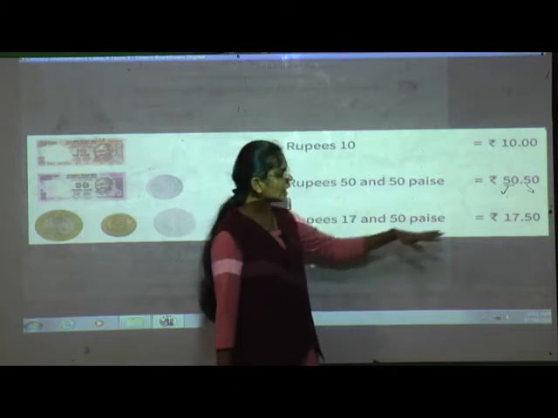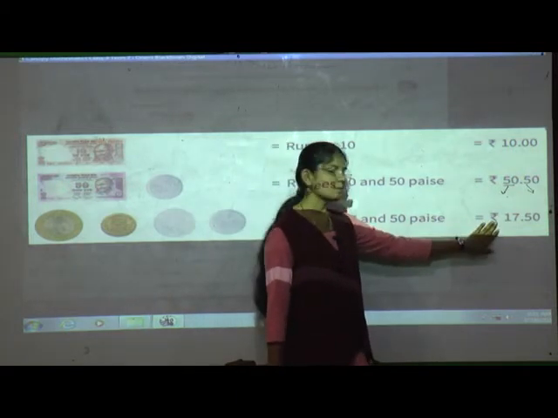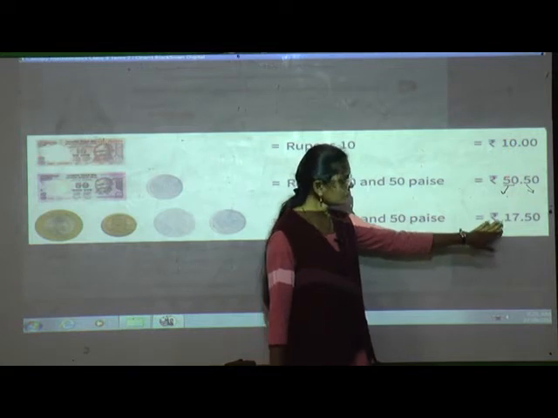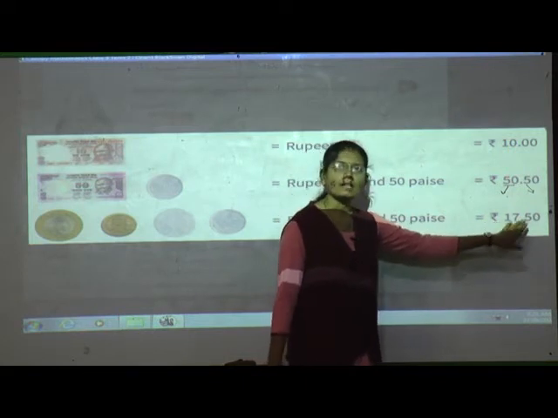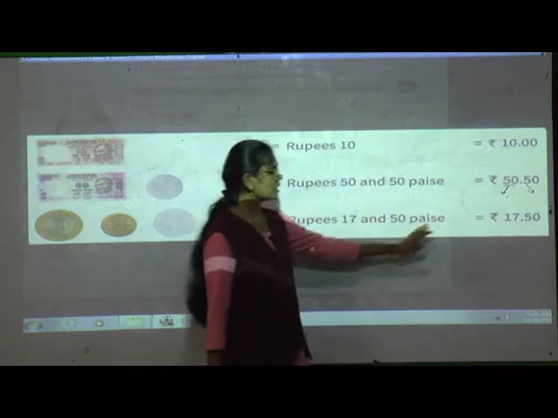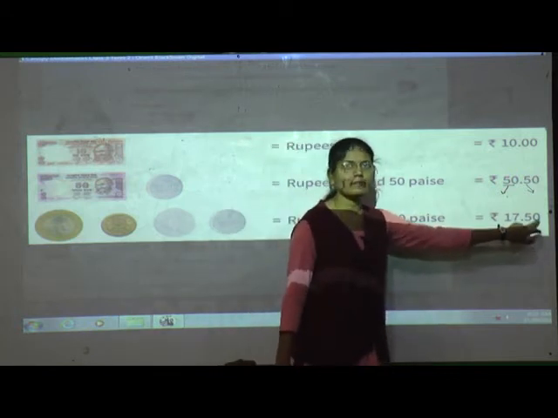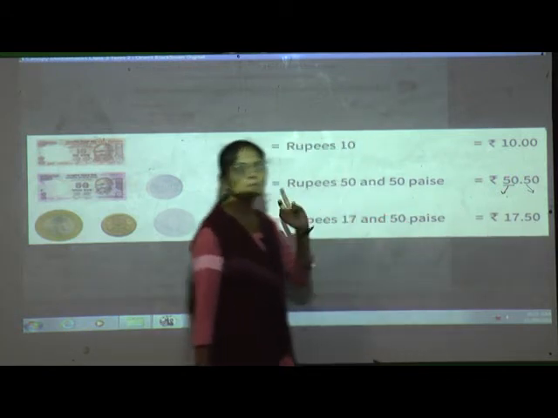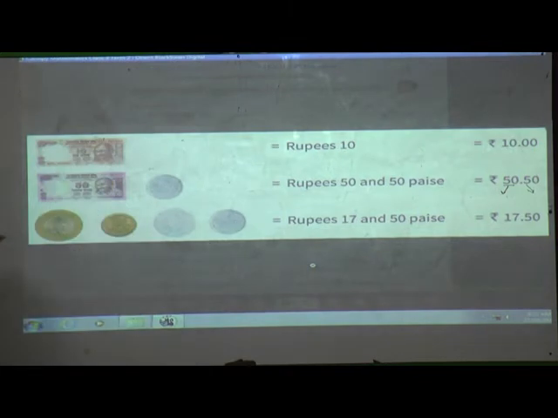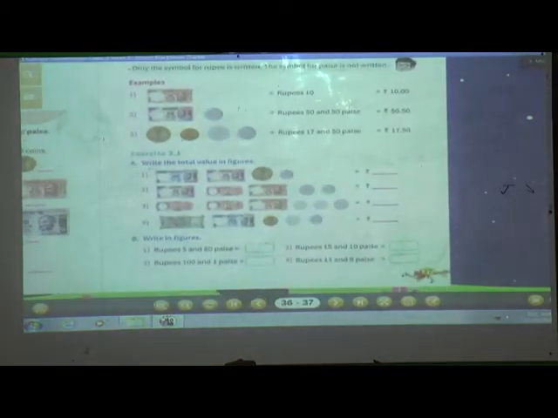In another way, how will you write this? This is the symbol for rupee. Rupees 17.50. 50 paise means 0.50. This 0.50 means what? 50 paise. Clear this? Okay. Now we'll move to the exercise 3.1.